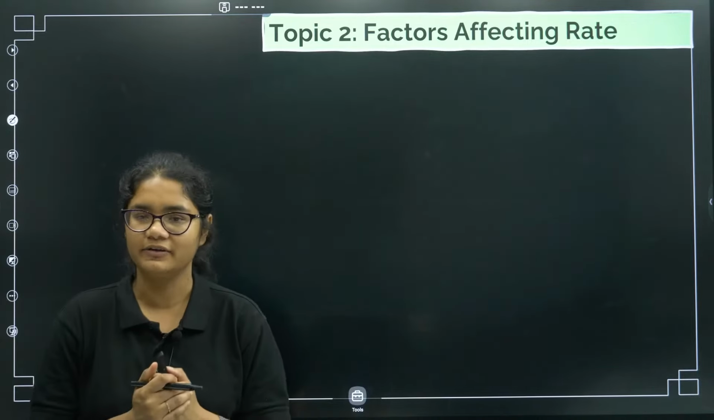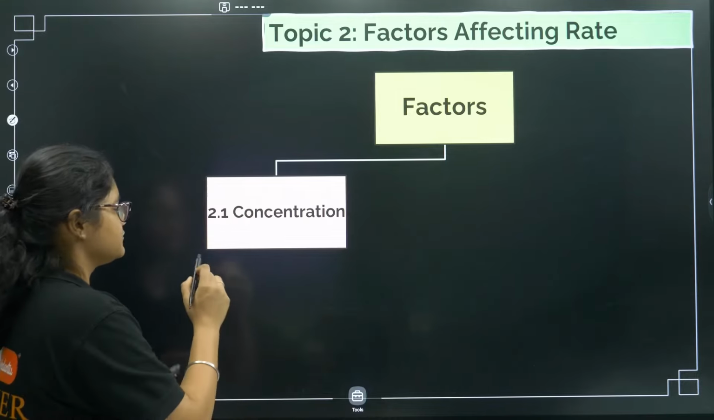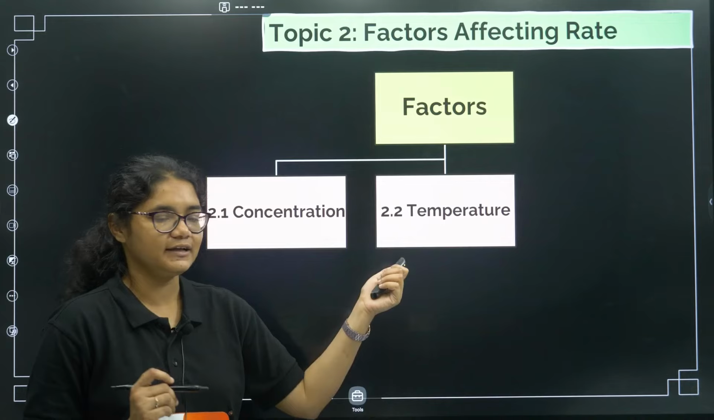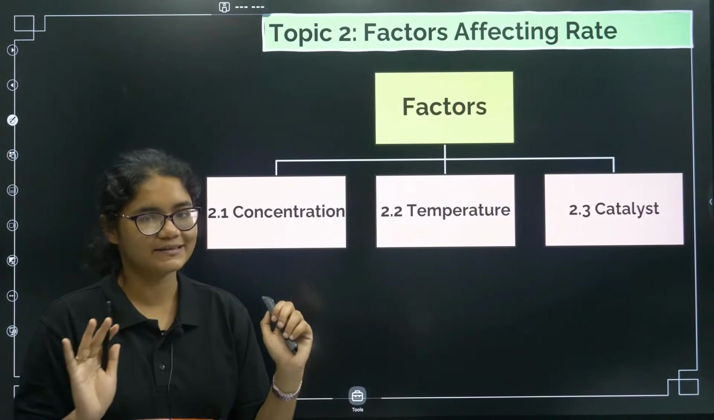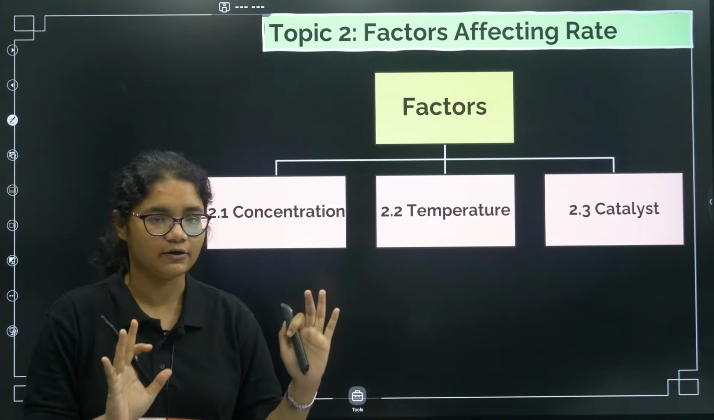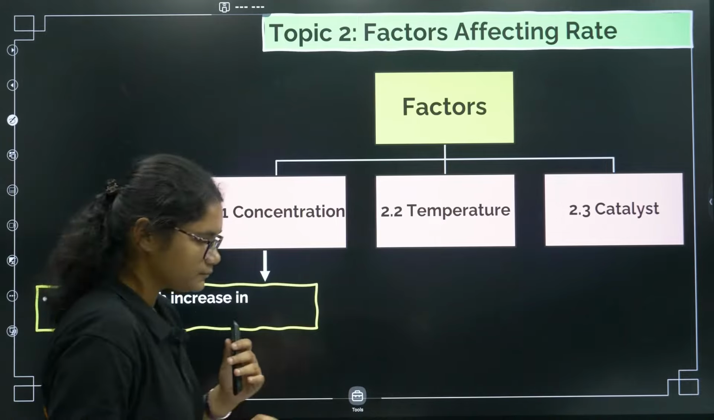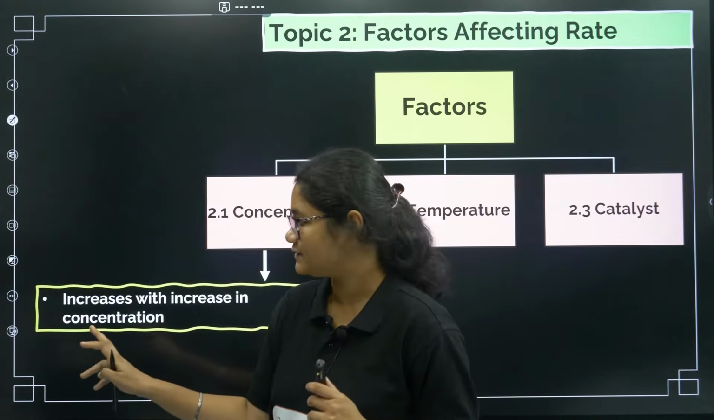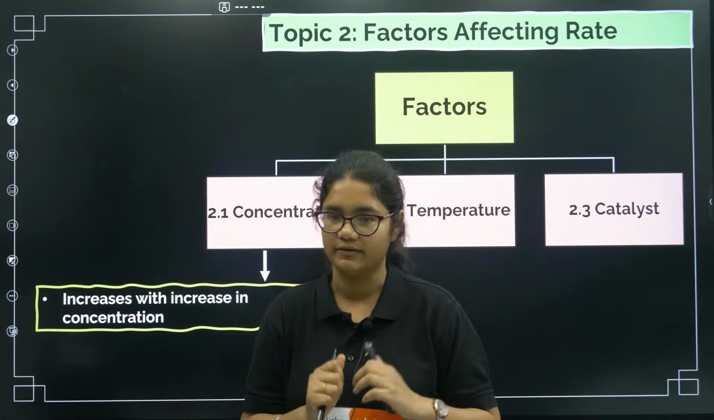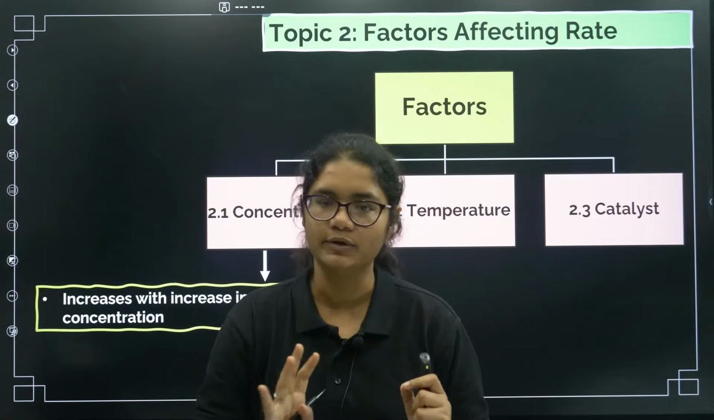Factors affecting rate of a reaction. Okay, so what are the different factors? There are three important factors. First factor is concentration, second factor is temperature, and third factor is catalyst. These are the three important factors which affect the rate of a reaction. Now what happens in concentration? If concentration increases, then the rate of the reaction also increases.